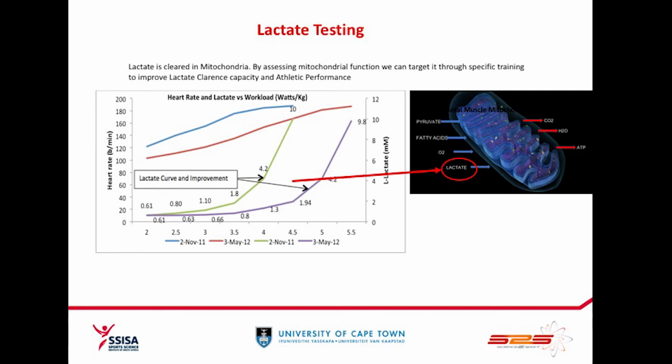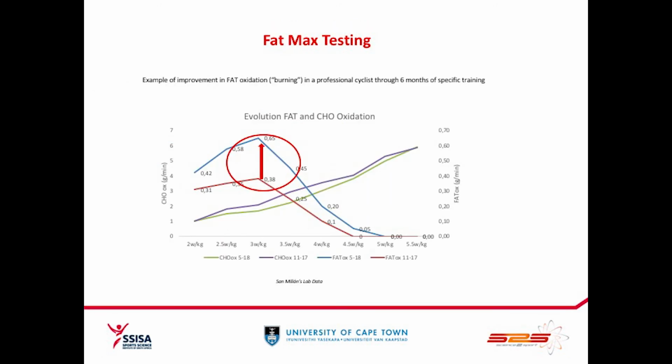Okay. And just because we do it using the same protocol, at the same time we can do fat max testing, which is why we have the metabolic gases, and we look at the point at which, and this is a similar athlete, this is the change from one point in 2017 to 2018, and this is at the same intensity. This is their ability to use fats as a fuel source.